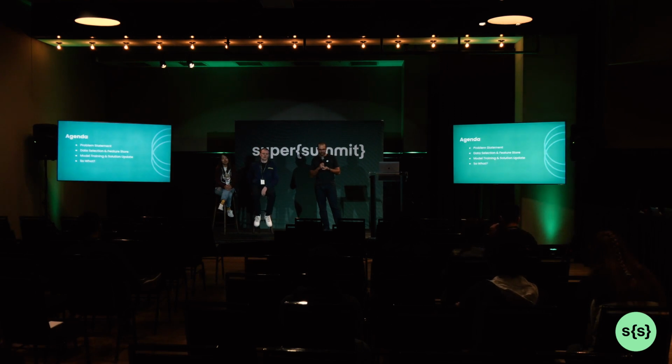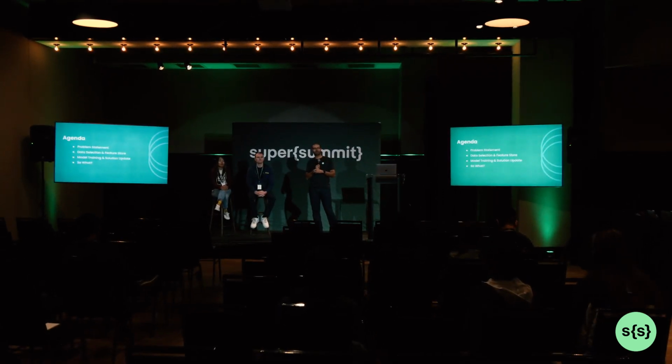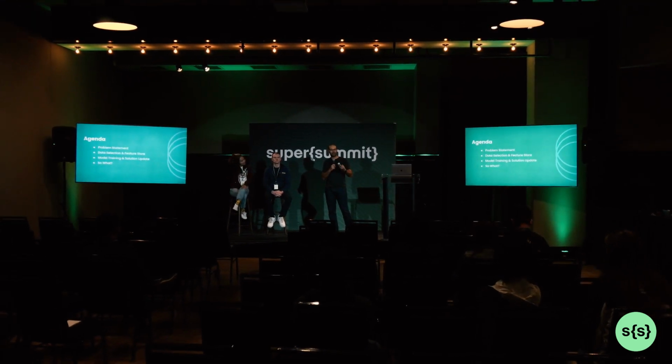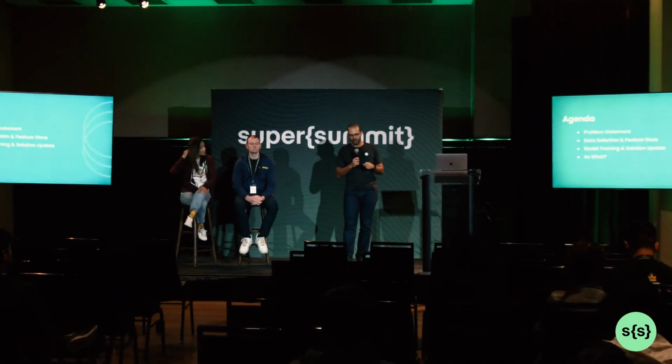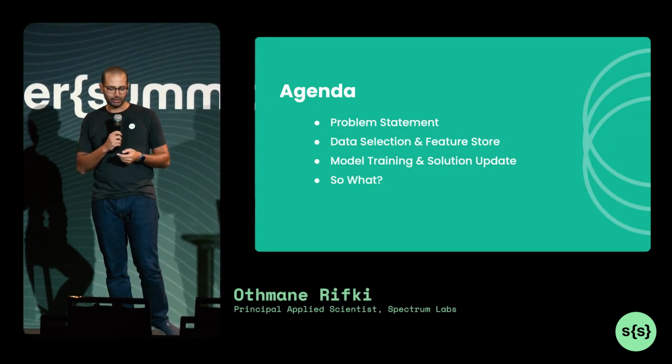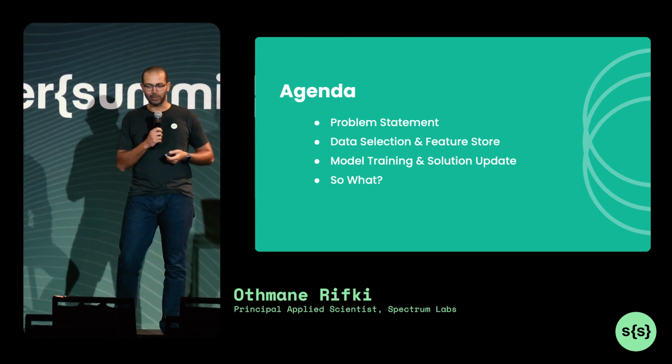So with that, let me get started. I will describe the problem we're trying to solve, and then go through how we select our data for labeling, and how we ingest it into our feature store. Then we'll go through our model iteration pipeline and solution pipeline before we close it out with the conclusions of what we do and why we do what we do.